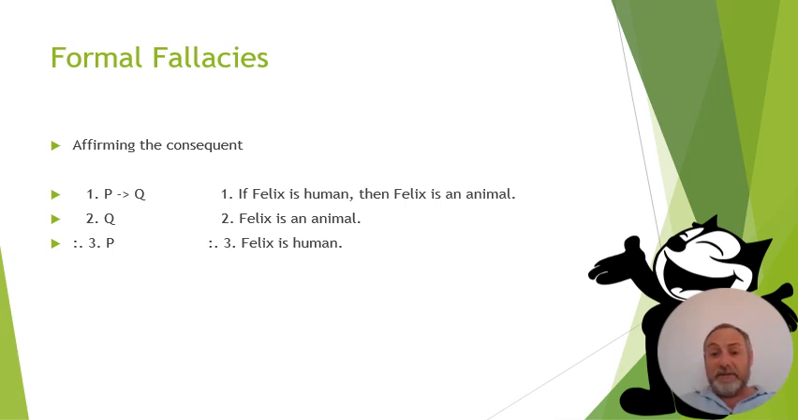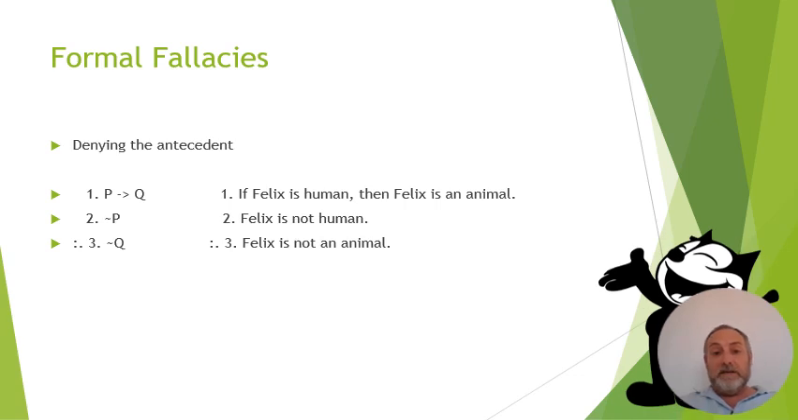But this next argument is fallacious, invalid. Even if the premises are true, you could get a false conclusion. So the first premise is, if Felix is human, then Felix is an animal. Second premise, Felix is an animal. And then you can conclude Felix is human? No, you can't, right? Even if those two premises were true, it might turn out that Felix is a cat.